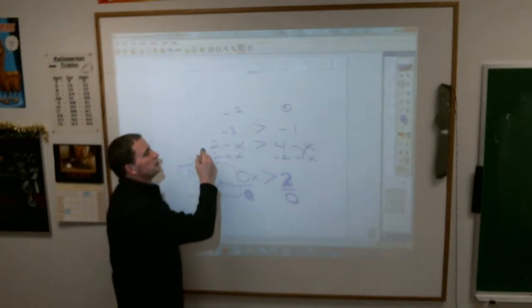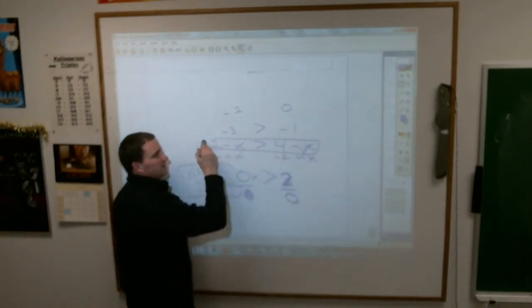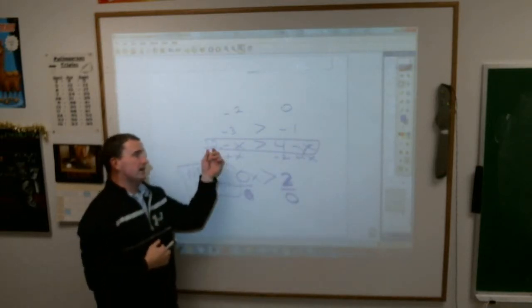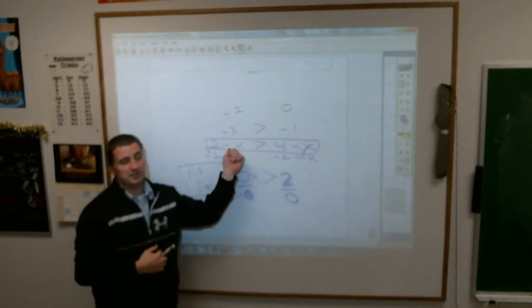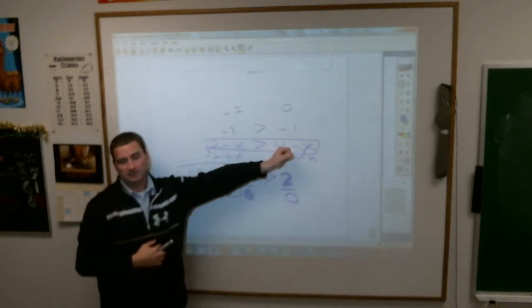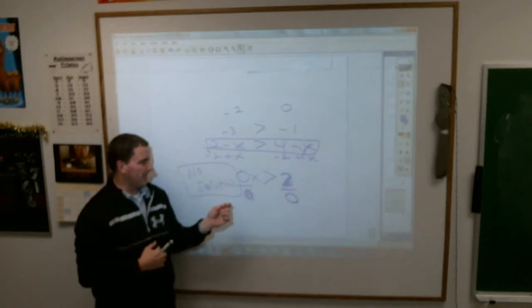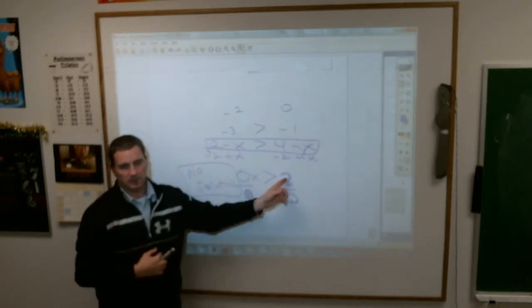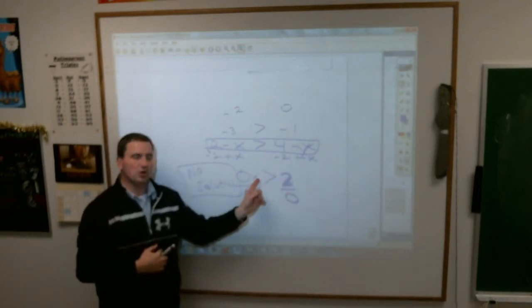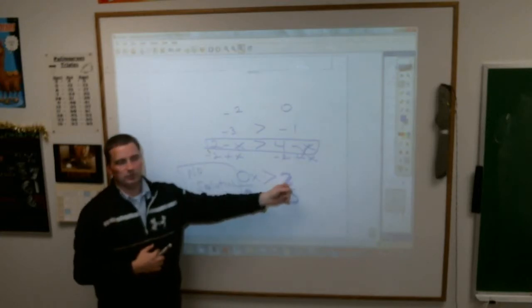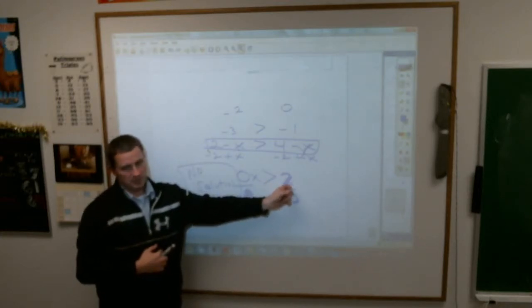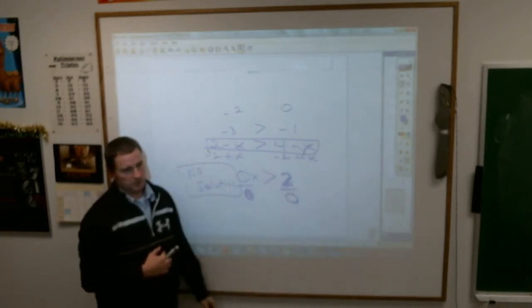This is unsolvable, there is no answer, because there's no number for x that you could put in there where the left side will ever end up being greater than the right side. Ever. And that's what happened here, why we got 0x is greater than 2. 0 times no number will ever give you something greater than 2. Ever.